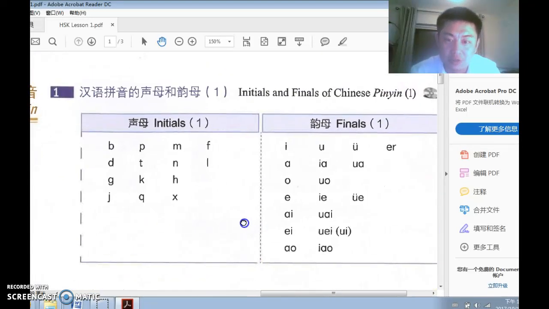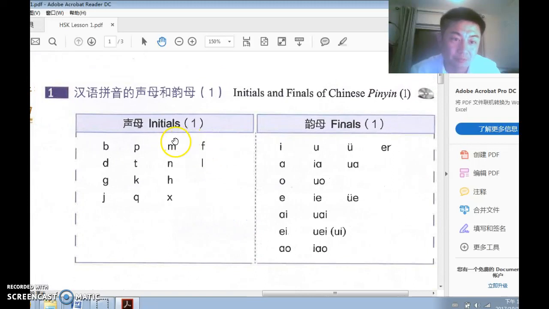Here we have a chart. That is the initials, in some of them, not all of them. There are more in lesson two. And so all these are very easy to pronounce except the last three, I think. B, p, m, f, d, t, n, l. That's all pretty much the same as in English.